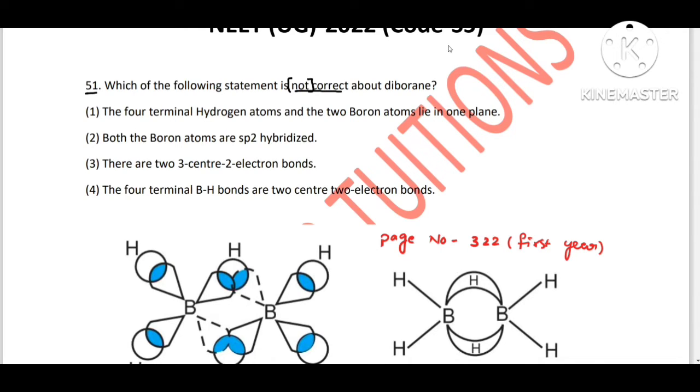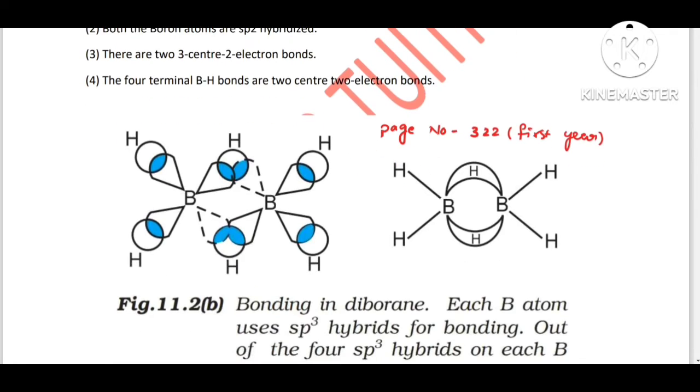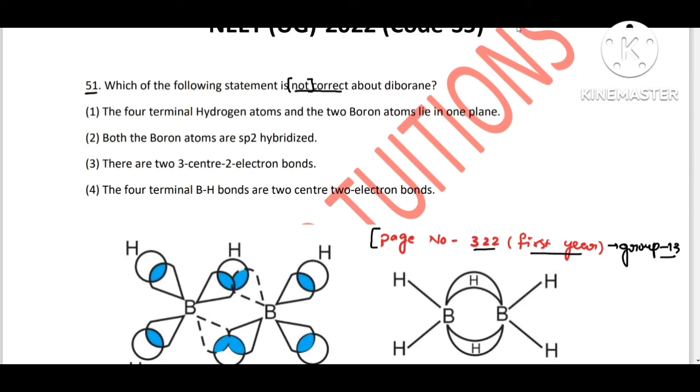Before answering this question, let us see the concept from NCERT. This concept is from page number 322 of the first year textbook, from the group 13 elements lesson. If you have any doubt, please check this textbook. We know the diborane formula is B2H6. Its structure is boron, boron, hydrogen, hydrogen, hydrogen, and hydrogen.